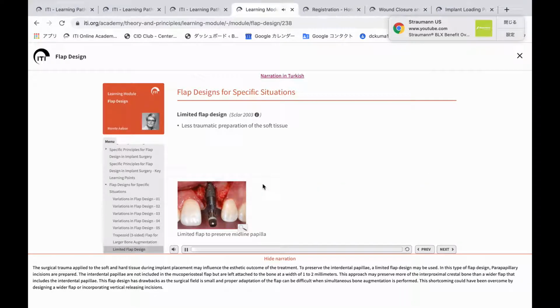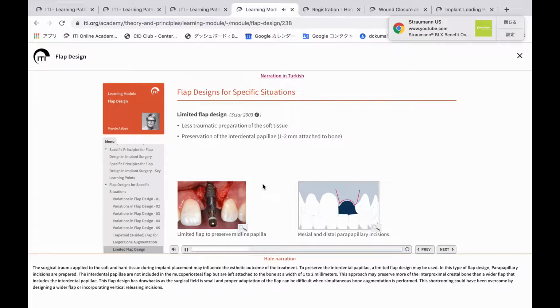The surgical trauma applied to the soft and hard tissue during implant placement may influence the aesthetic outcome of the treatment. To preserve the interdental papillae, a limited flap design may be used. In this type of flap design, parapapillary incisions are prepared. The interdental papillae are not included in the mucoperiosteal flap, but are left attached to the bone at a width of 1 to 2 millimeters. This approach may preserve more of the interproximal crestal bone than a wider flap that includes the interdental papillae.